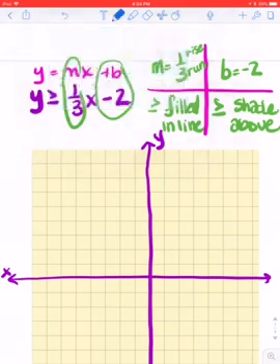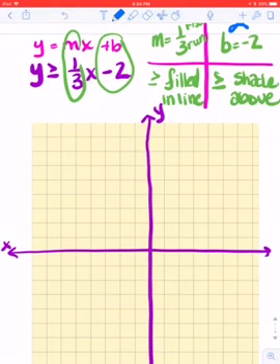Now remember, when I go to graph this, I start with my y-intercept. Let's see if I can get this on there. So y-intercept is going to be -2, so down here. My slope is going to be 1/3, so I'm going to go up 1 and over 3. And I'm going to keep going until I run out of room.